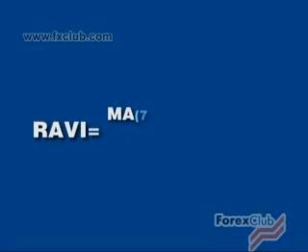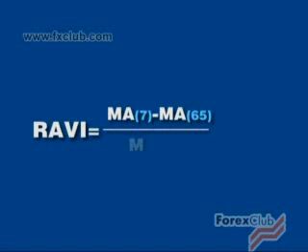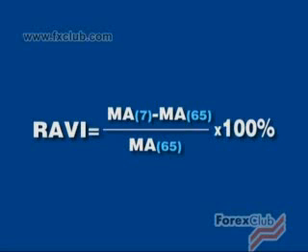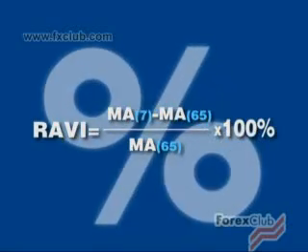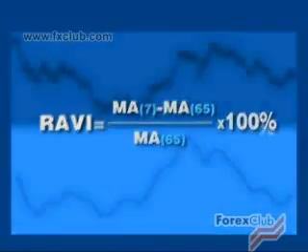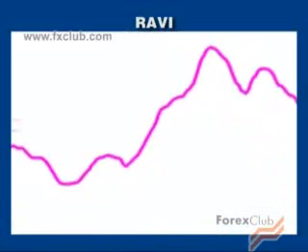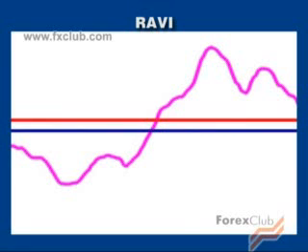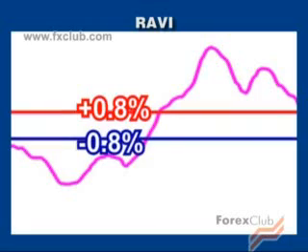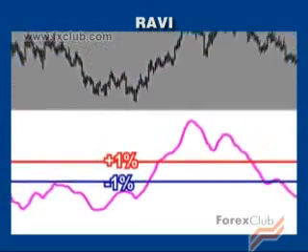For daily charts, RAVI looks like this. The difference between a 7-day moving average and a 65-day moving average over the 65-day moving average, then multiplying the whole thing by 100. First thing to note is that unlike the price oscillator, it's calculated as a percentage and not in points. Another difference is that Chand suggested using signal lines for his indicator. They are drawn at a level plus minus 0.3 to 1% for the Forex market.